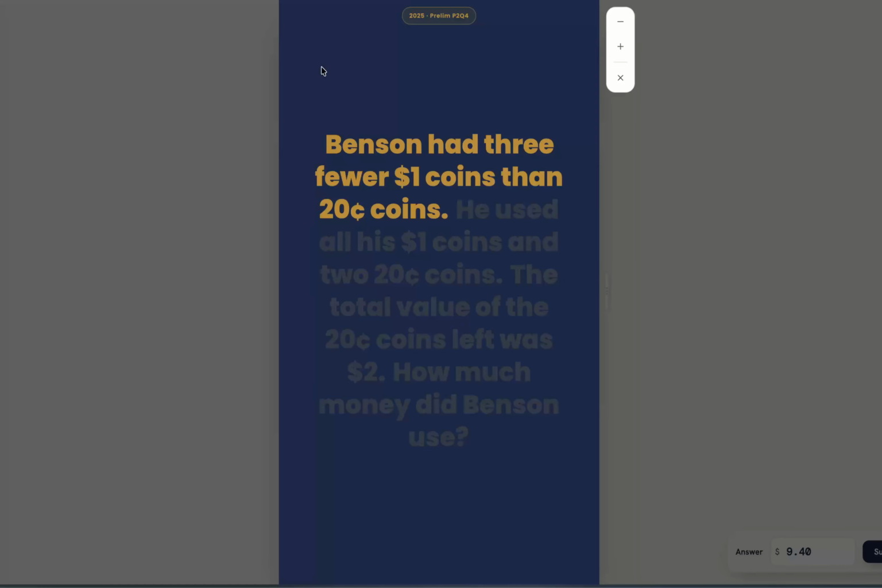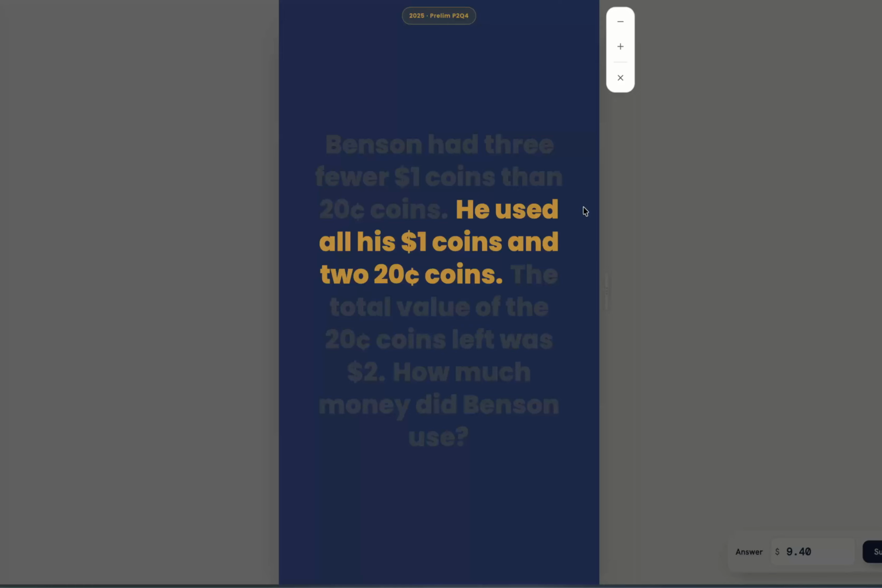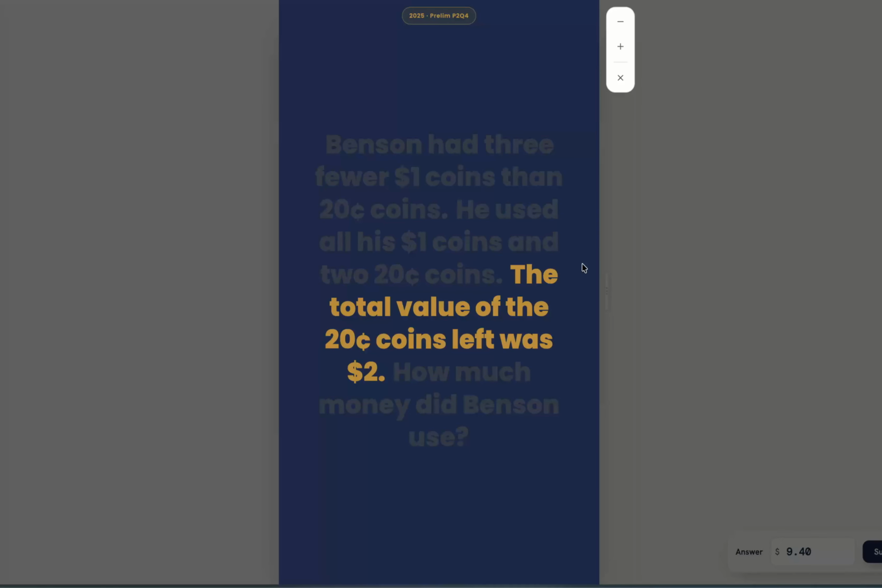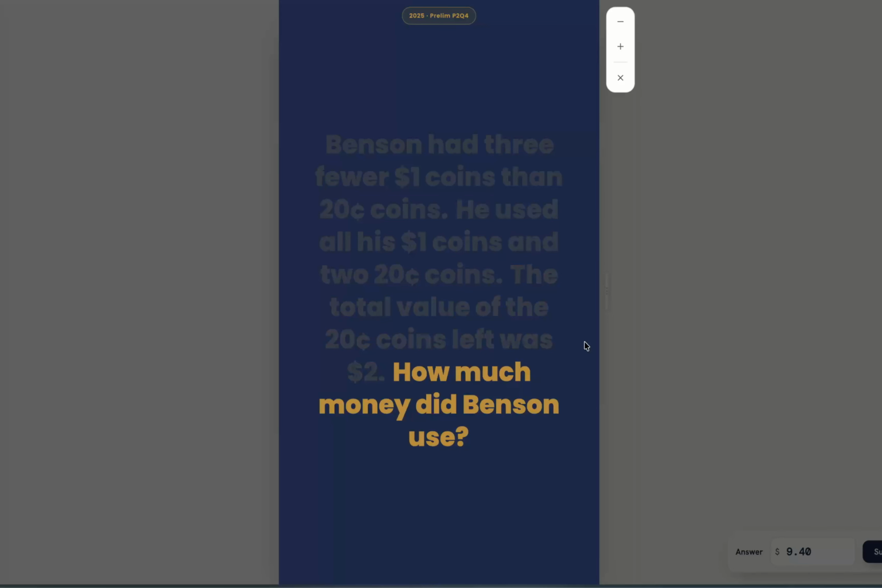Question 4. Benson had 3 fewer $1 coins than 20-cent coins. He used all his $1 coins and 2 20-cent coins. The total value of the 20-cent coins left was $2. How much money did Benson use?